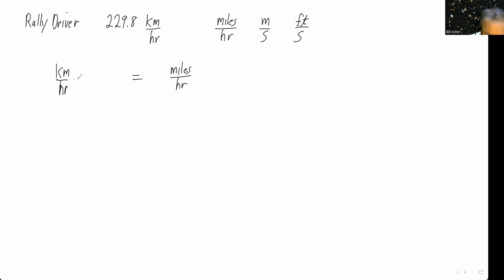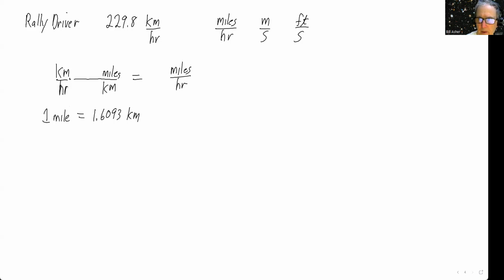We need a conversion factor here, which will have units of miles per kilometer, right? And for that, we need an equivalence statement between kilometers and miles. So we'll go back and find our equivalence statement table, and we find that 1 mile is equal to 1.6093 kilometers.